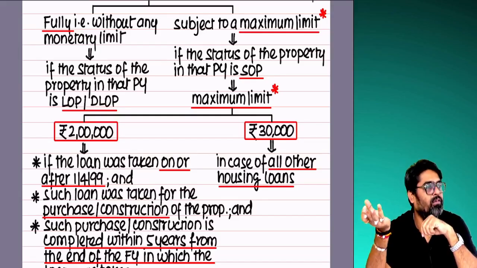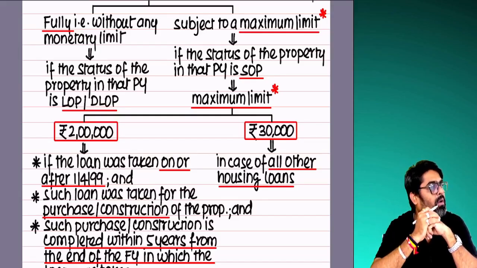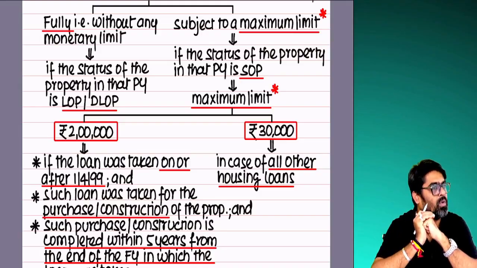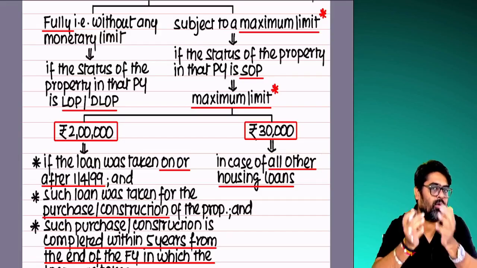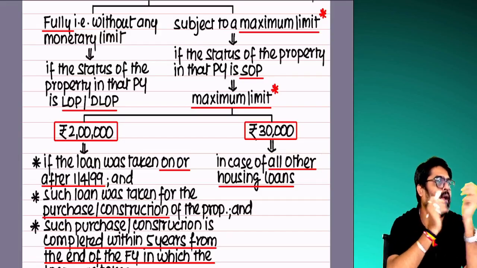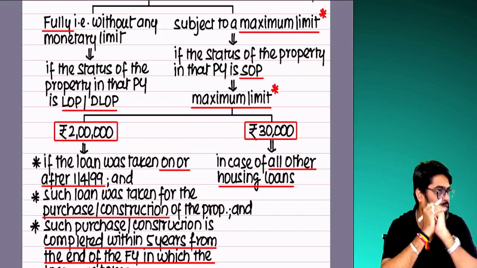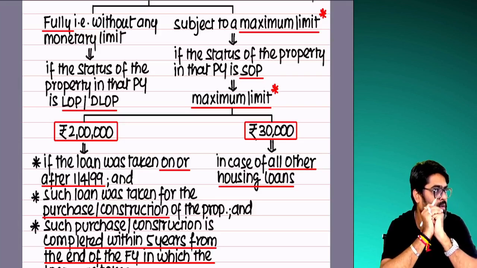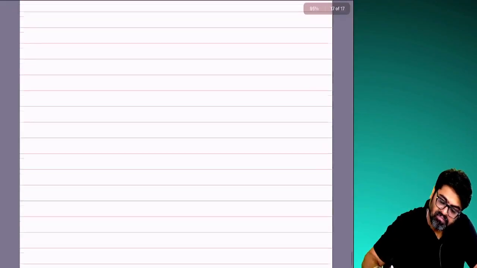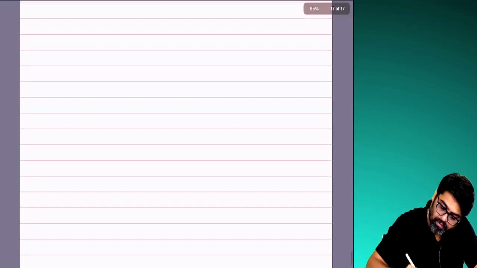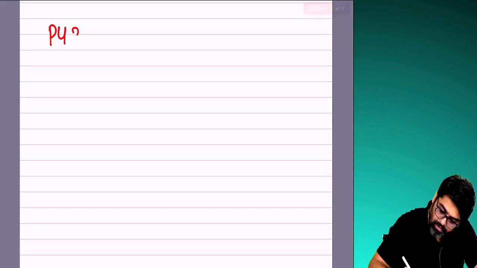Sometimes this limit is 30,000, yes or no? And sometimes this limit is 2 lakh also. When will you take the 30,000 limit for SOP? When will you take the 2 lakh limit for SOP? That I am going to tell you. But wait. Now see, this is my previous year. Previous year 25.